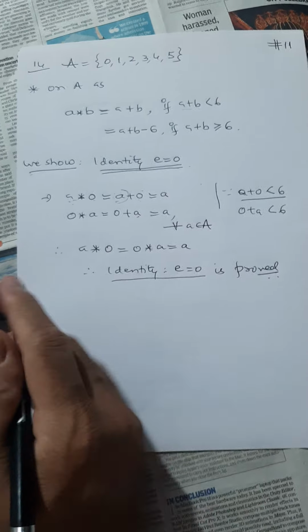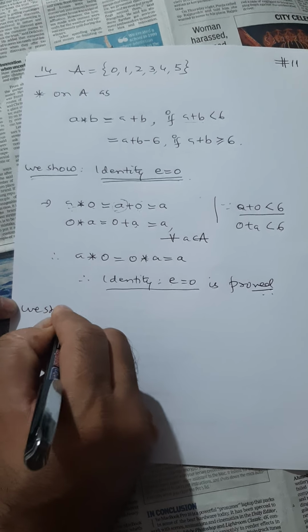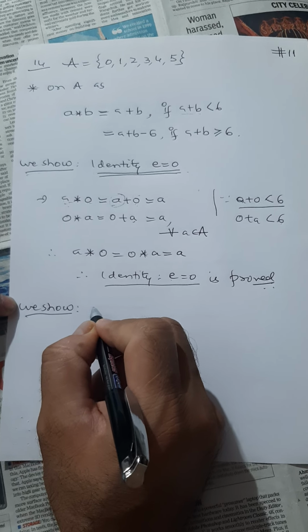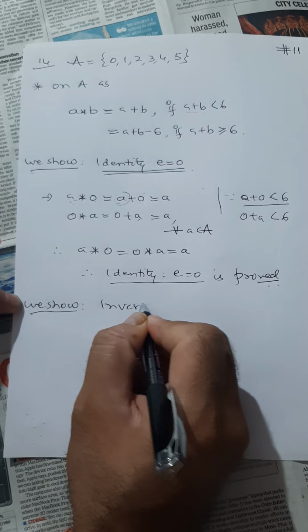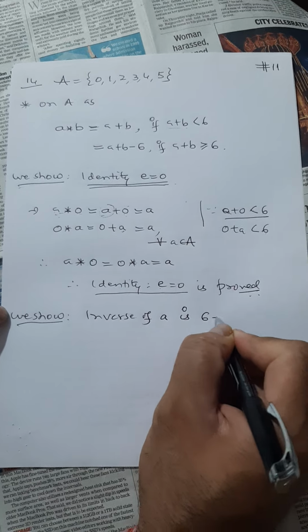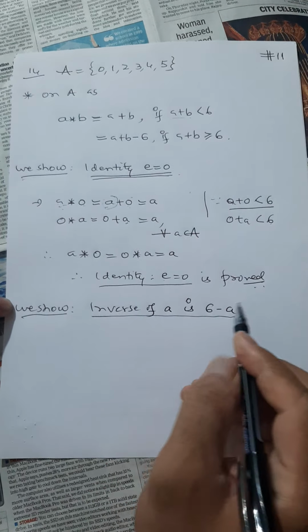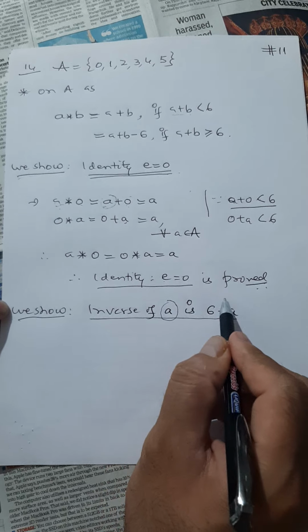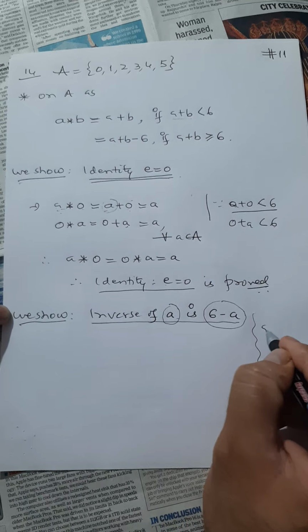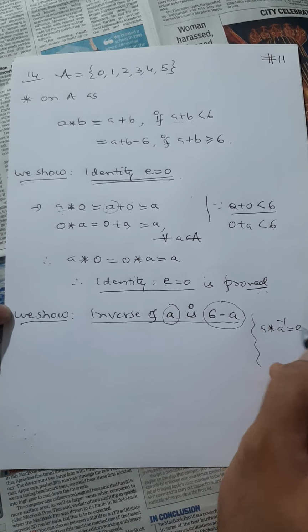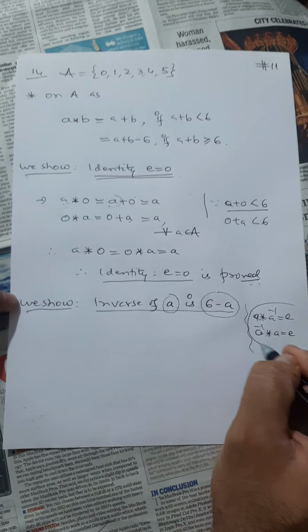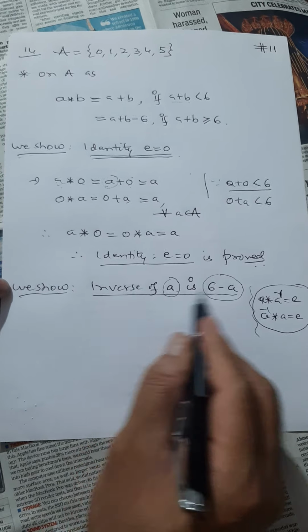Now next we show that inverse of a is 6 minus a. We want to show this. So what do we need to show? This asterisk this is identity. If you remember, a asterisk a inverse should be identity, and reverse, a inverse asterisk a should again be identity. This is the meaning of inverse, you know it.